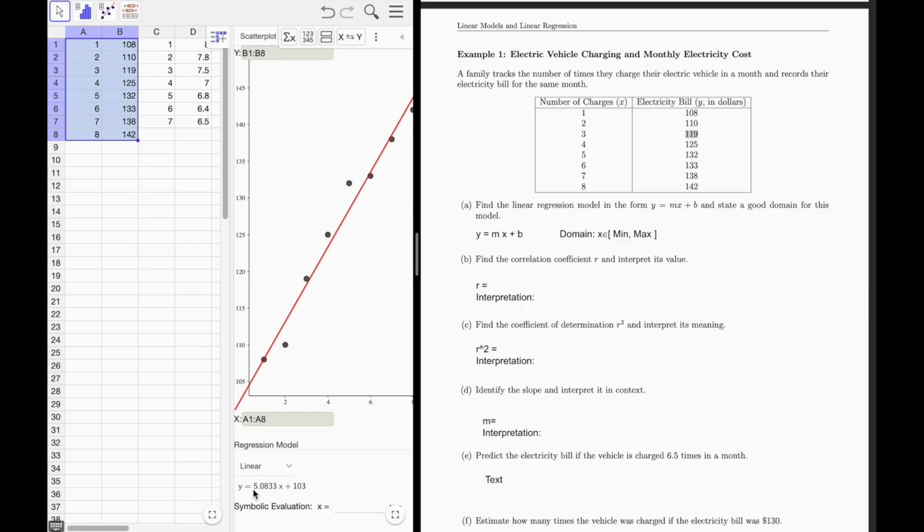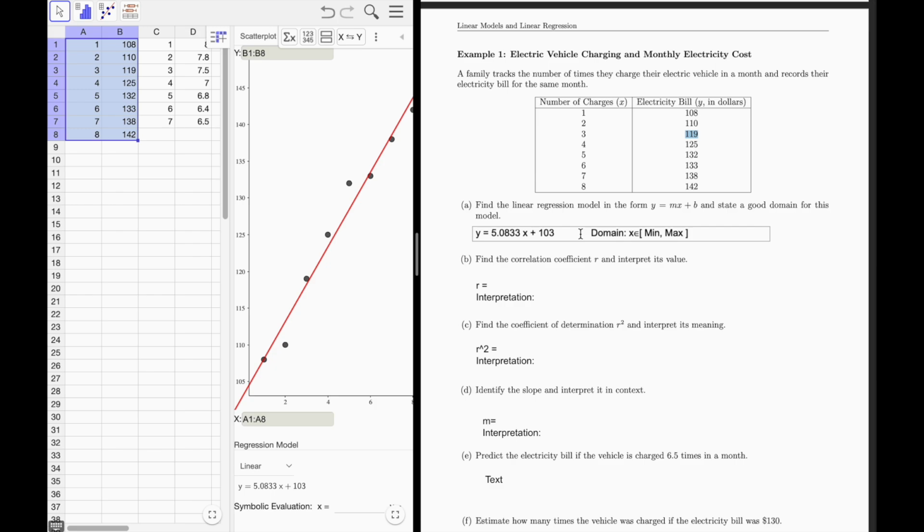It says y is equal to 5.0833x. So this number in front of the x, that's the slope. And then we have our x variable where we can plug values in. That's our variable. And then we have plus 103, that's our b. So you can see a little bit underneath 105 is where it crosses the y-axis. That's where it crosses at 103. Okay, so let's write this down. I'm going to replace my m with 5.0833, and my value of b is 103.